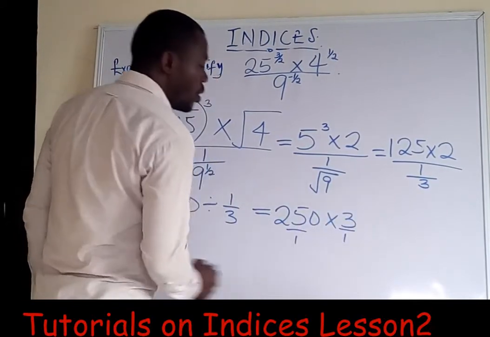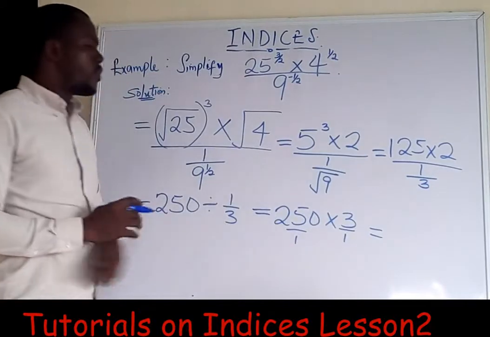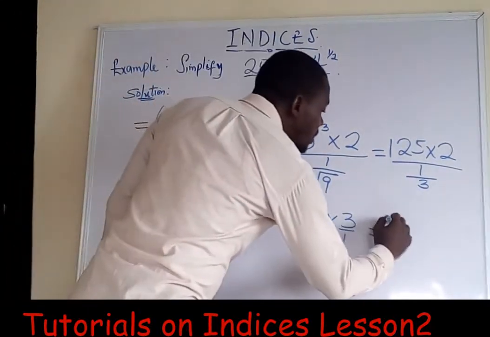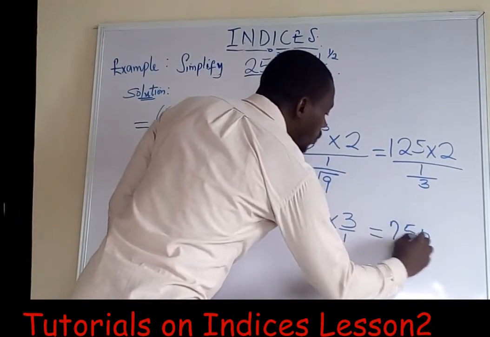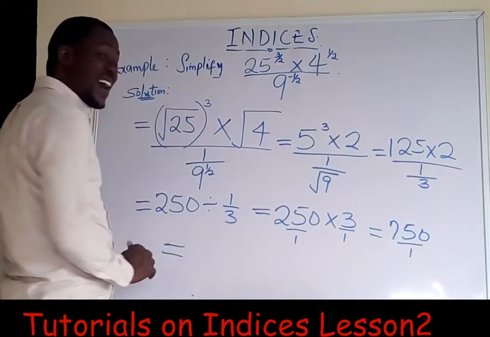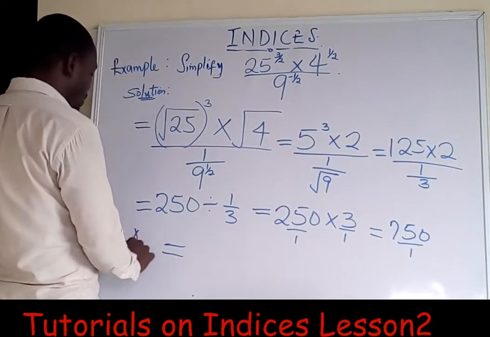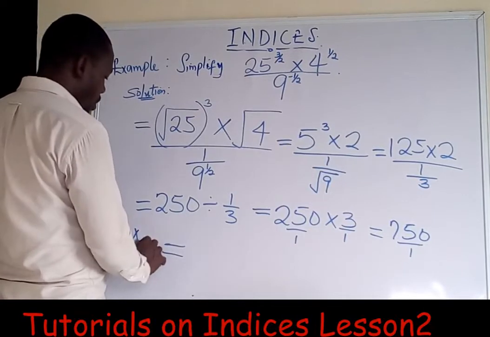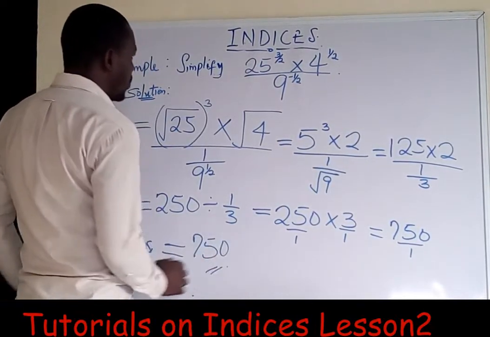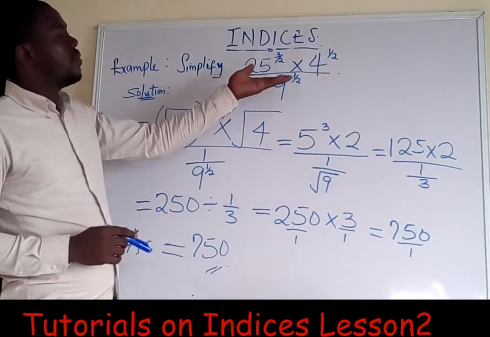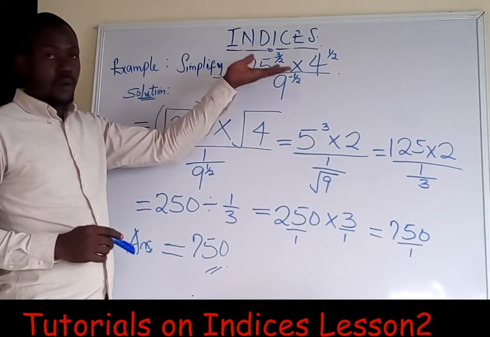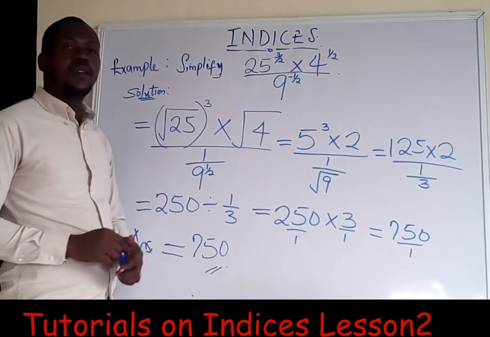This one is over 1. And then 250 multiplied by 3, we should have something like 750 over 1 multiplied by 1. So our final answer will be equal to 750. So when you simplify an expression like this, or a question like this, this is the answer you're going to get.